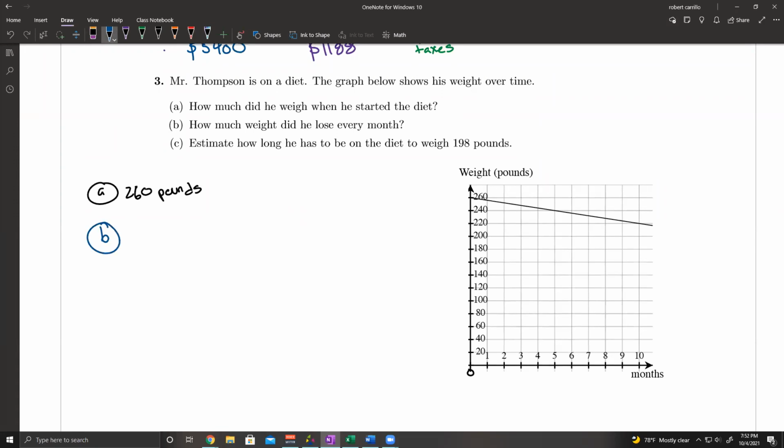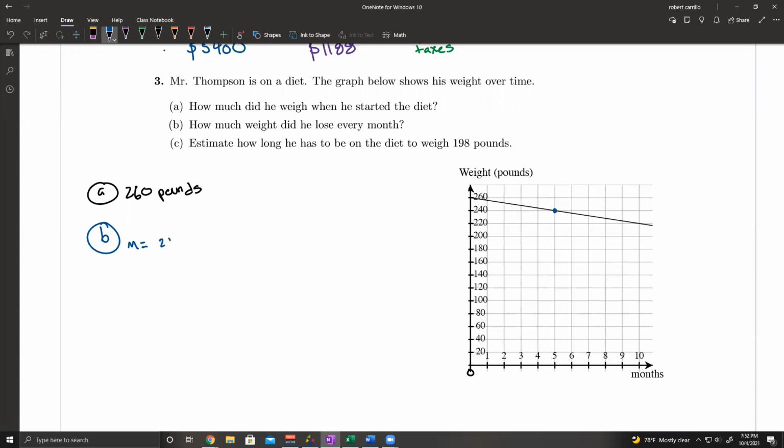Five. At 5 months, right? Right here. So if we wanted to use a slope, this means from 260, we went down from 260 to 240. So we're going to be looking at a slope here. So our rise means we dropped 20.